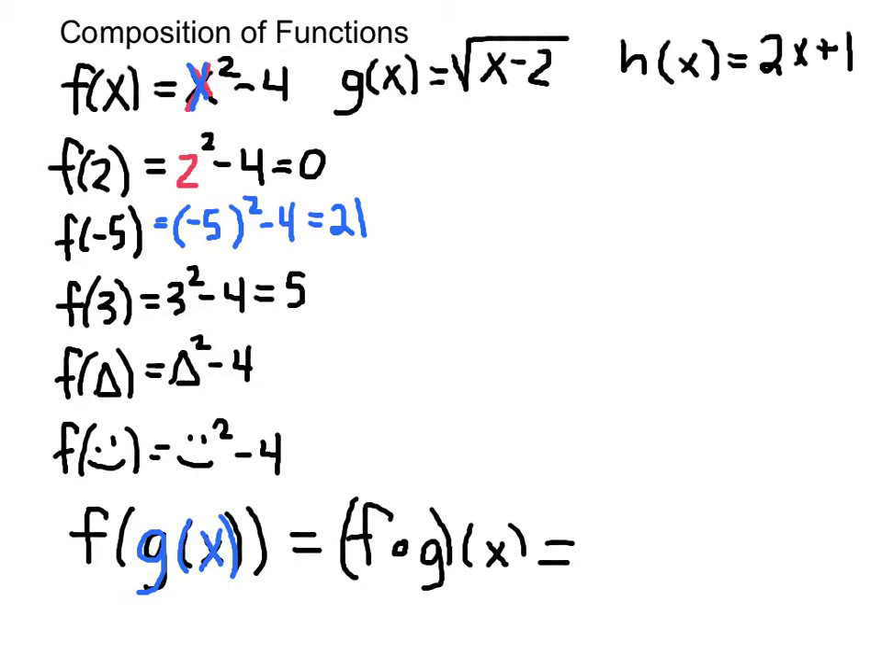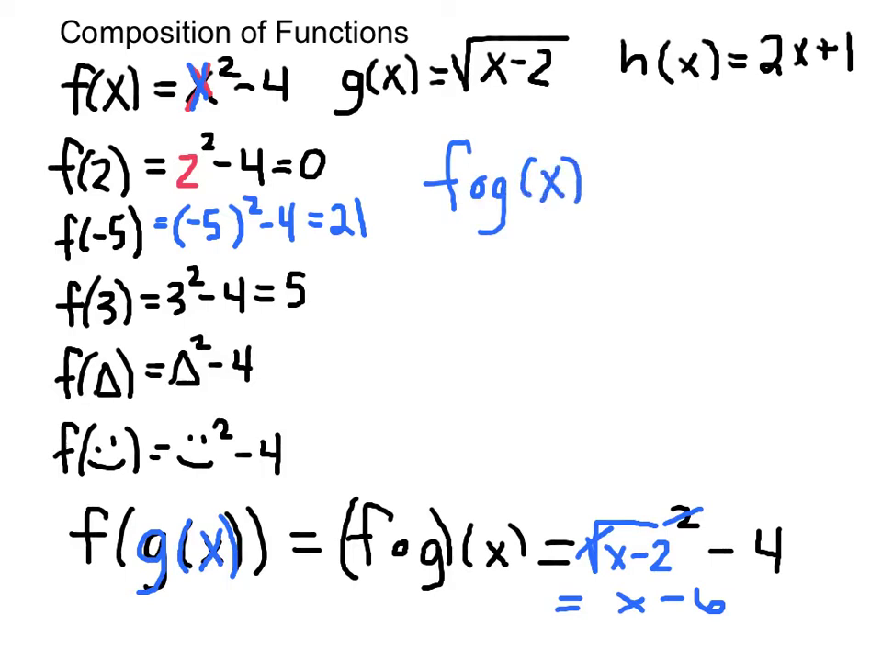So the f function, the outside function, is x squared minus 4. I am going to erase the x and replace the x with the square root of x minus 2. So, in a really simple world, the square and the square root would cancel, and I get x minus 6. And this is the case that f of g of x is equal to x minus 6.